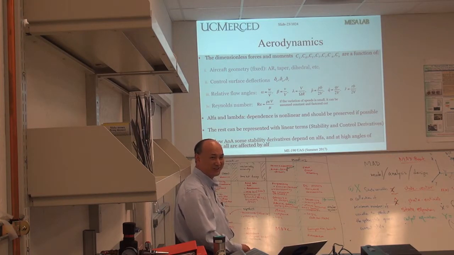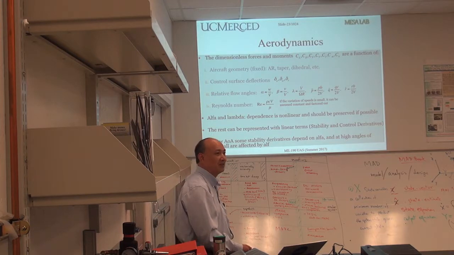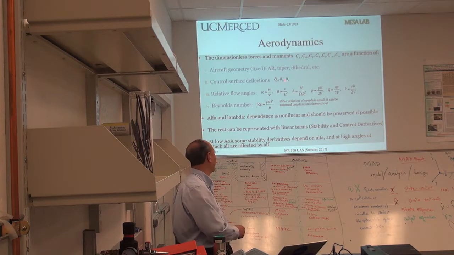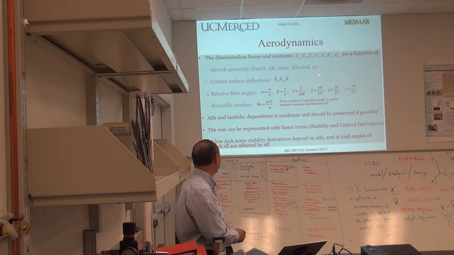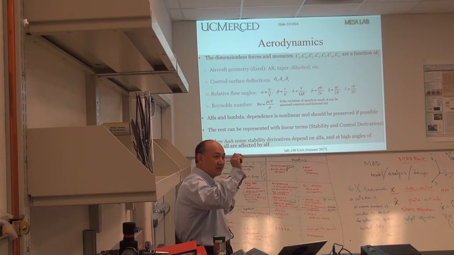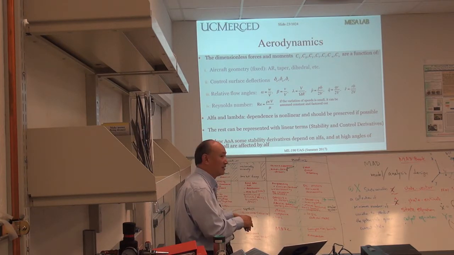Aspect ratio. You see it in your dictionary. It's not augmented reality. AR is augmented reality as well, and VR is virtual reality. But here AR is aspect ratio, taper, dihedral, and so on and so forth. And control surfaces, those deltas, are very small angles. So once you change that delta, you also change everything here as well.